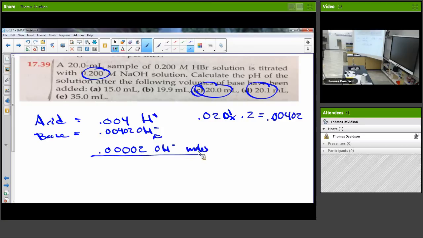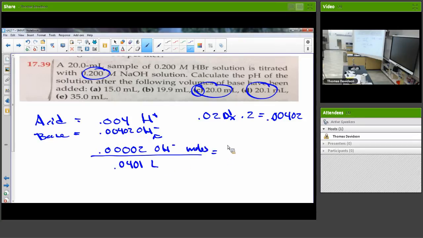So remember, you would have to divide that by the new total volume, which is 40.1 milliliters. So 0.0401. That would be your liters. So you divide these two numbers, and what do you get?